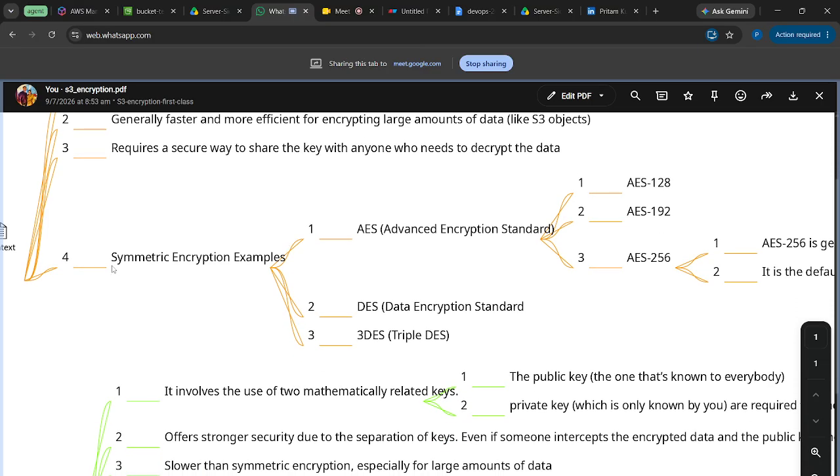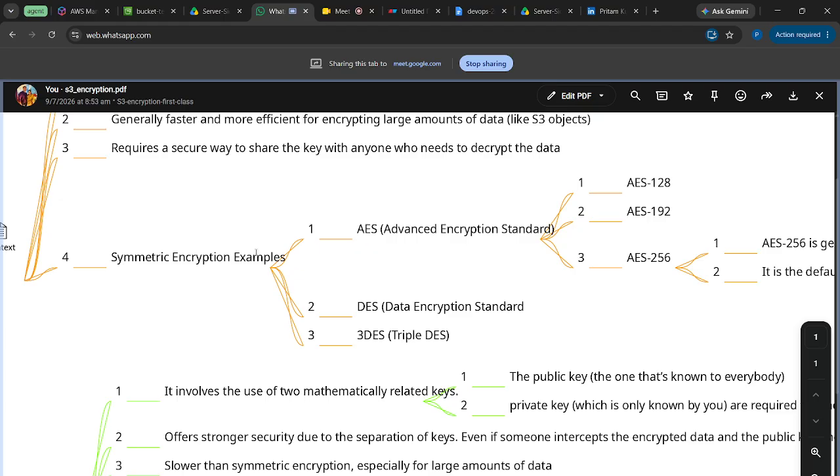Then we have a few symmetric encryption examples. First example is AES, Advanced Encryption Standard. Just focus on this. Why am I asking you guys to focus? Because this is the thing which we will implement in our S3. That means the encryption process which we follow in S3 is symmetric encryption.